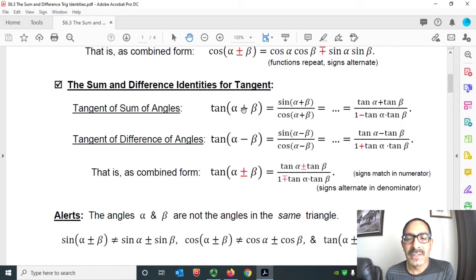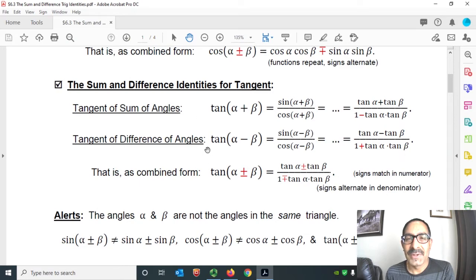So here the sign plus remains as it is in the numerator, but changes from plus to minus in the denominator. Similarly, the tangent of the difference of angles alpha minus beta turns out to be tan alpha minus tan beta all over 1 plus tan alpha times tan beta.